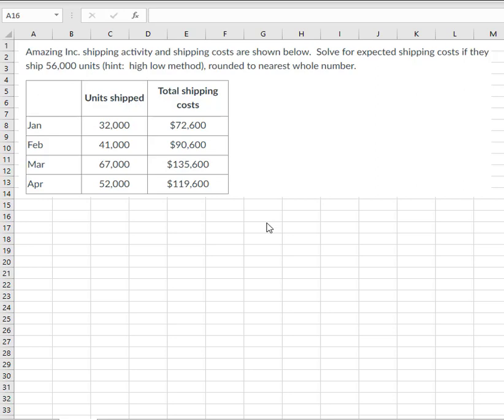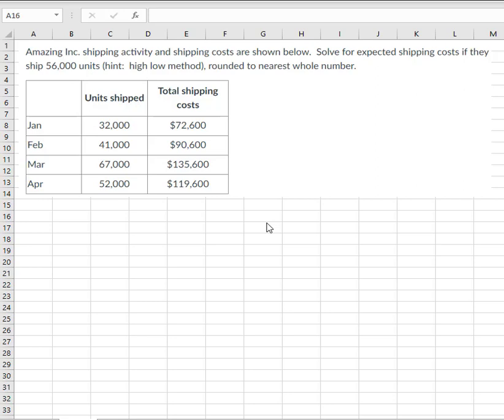Hey everybody, I wanted to go over the high-low method. With the high-low method, the high month and the low month is picked by volume, not dollar amount. So here, the high would be March, because that's the most units shipped, and the low would be January. That's the fewest units shipped. So those will be the 2 points that we will use to do the high-low method.